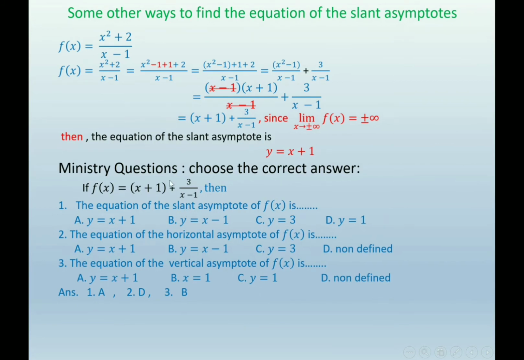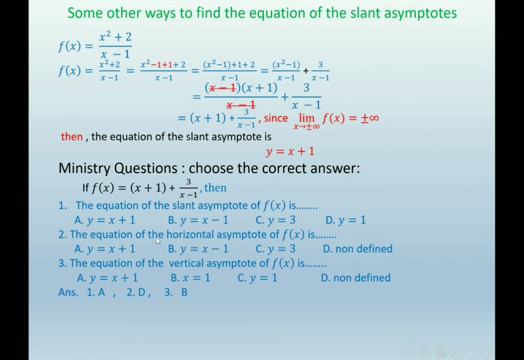going to take that part, like we said before, without taking the fraction, and equal it to y. So the answer is going to be y equals x plus 1. It always includes the two variables x and y. That will make the answer A.